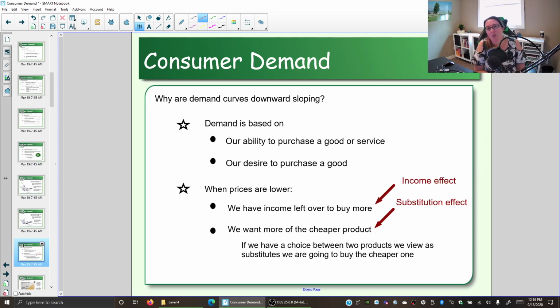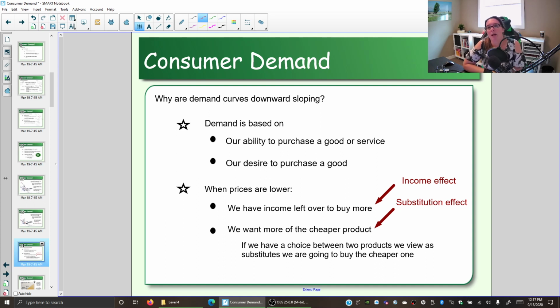And so if we have a choice between two products that we view as equivalent or somewhat equivalent, we're going to buy the cheaper one. So let's look at an example of this. All right, so we said that you had $20 to spend on lunch. $10 bought you a sandwich and a drink.